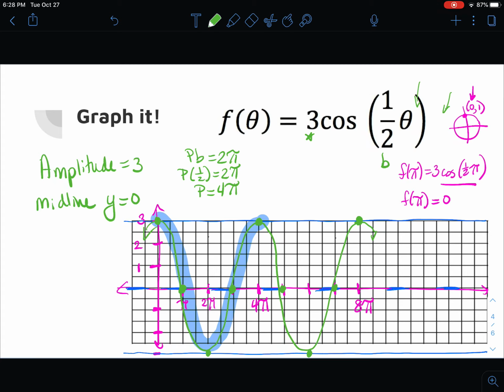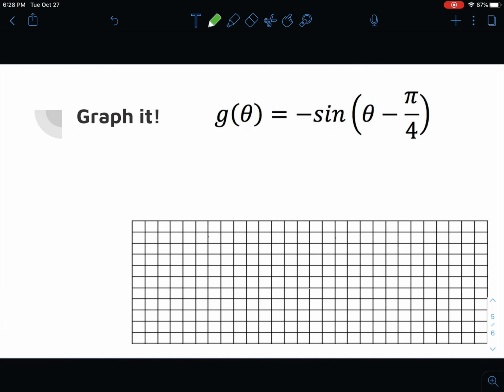Okay, I would also encourage you, use Desmos. So if you come up with something you want to try to graph, type it into Desmos, and check your graph. Make sure you match. Okay, now let's try something with a little bit of different parameter changes.